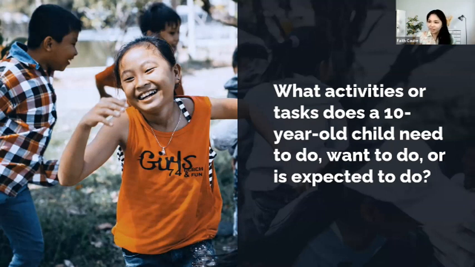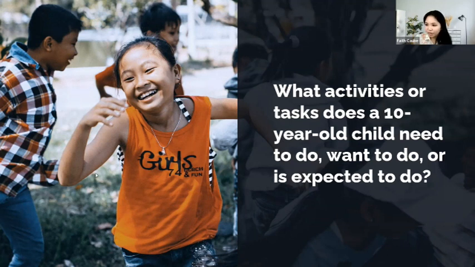Thanks, everyone. So you can keep on typing your answers in the chat. It'd be interesting to see also cultural differences in terms of what you think a child needs to do, wants to do, or is expected to do. So for example, in the Philippines, at 10 years old, a child can actually still be helped by their parents to dress. It's not unusual, whereas in more Western cultures, they're expected to learn to dress themselves a little bit earlier and to be more independent.